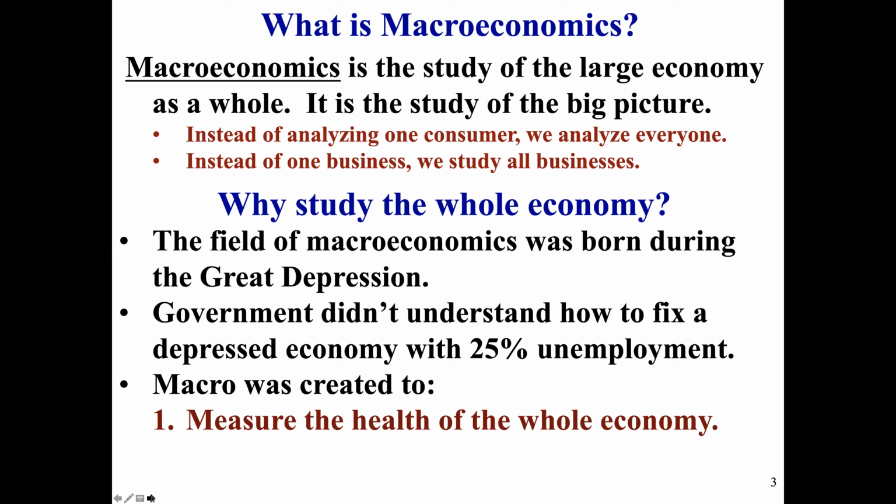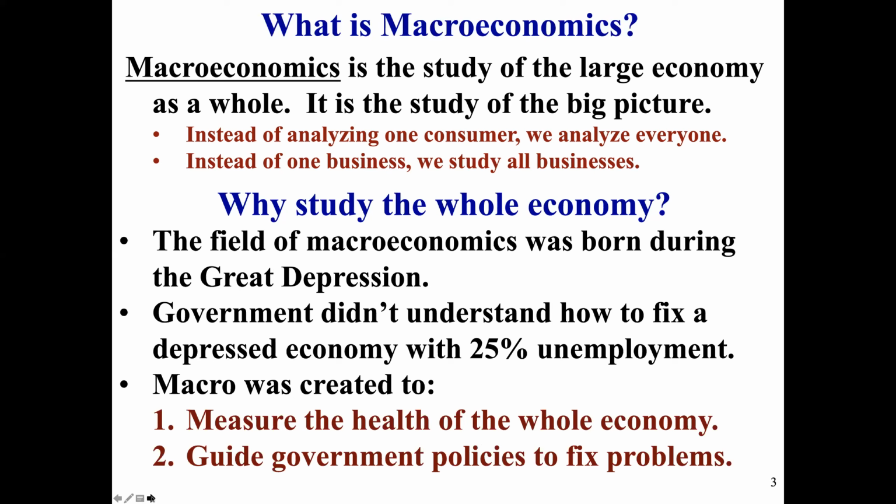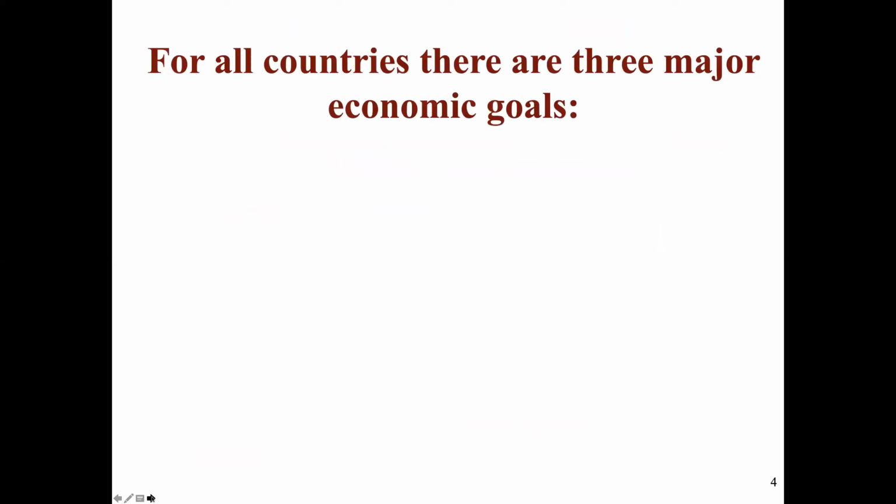So macro is created in that context to, number one, measure the health of the economy. So how do we even get on the same page about coming up with indicators about how healthy the economy is? And then given our measurement of how healthy it is, how can we come up with policies to fix those problems? And we'll analyze those once we get to units 3 and 4, and we look at fiscal policy and monetary policy.